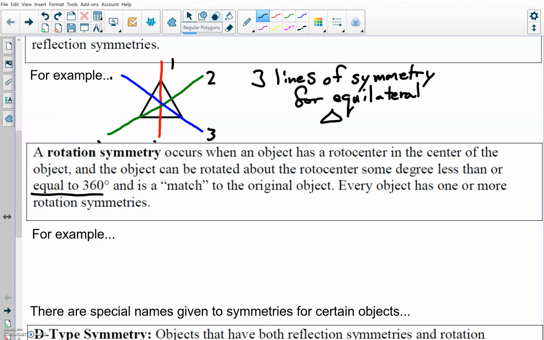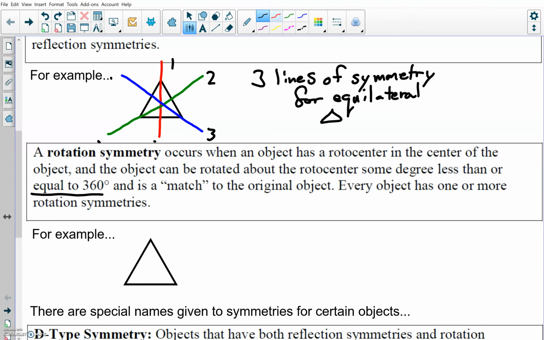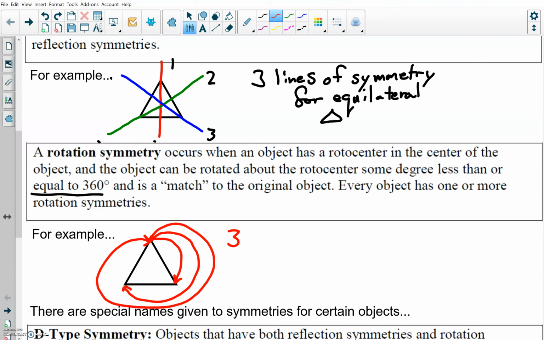Now the equilateral triangle again, this one would have 3 rotation symmetries. And why? Well, this corner up here, if we rotate it this much and get down to here, it's going to look the same because it's an equilateral triangle. We could rotate that top over to here and it'd look like we hadn't moved it. Or we could rotate it all the way around and it wouldn't look like we moved it. So there's 3 rotation symmetries.